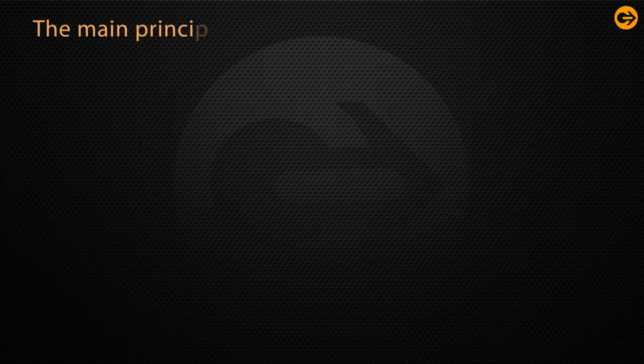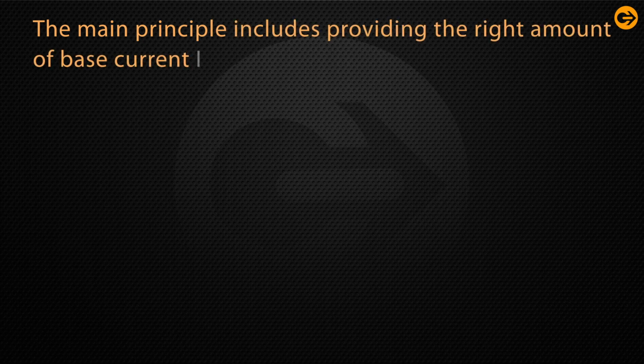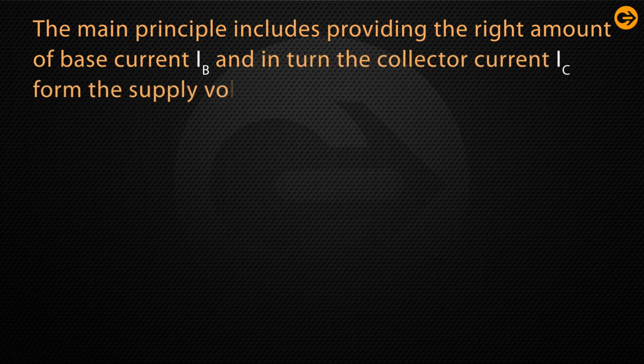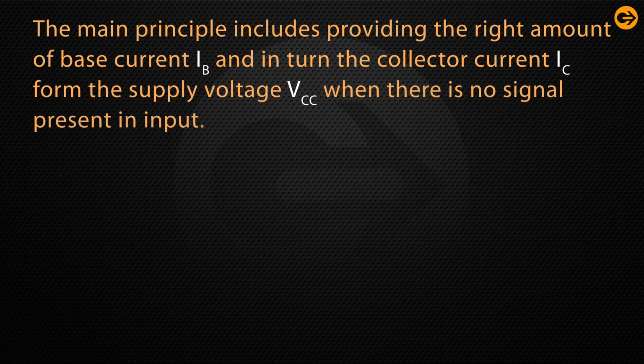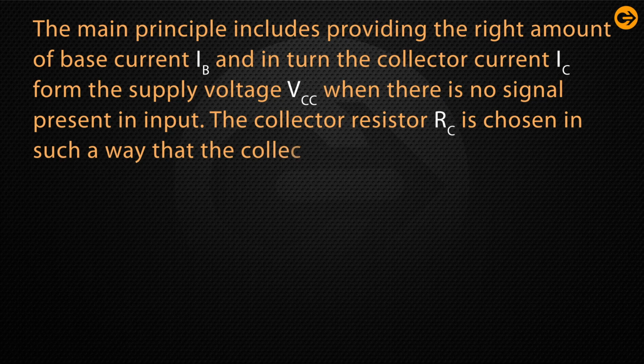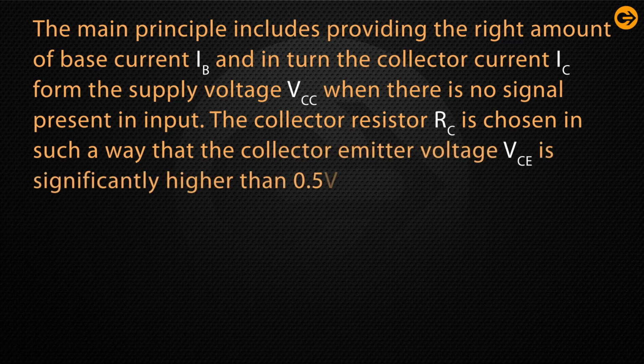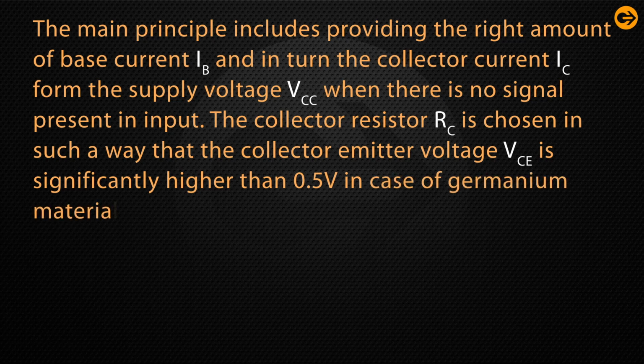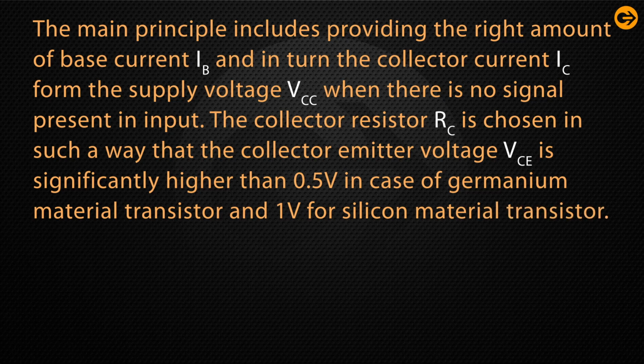The main principle includes providing the right amount of base current IB and in turn the collector current IC from the supply voltage VCC when there is no signal present in the input. The collector resistor RC is chosen in such a way that the collector emitter voltage VCE is significantly higher than 0.5 volts in case of germanium material transistor and 1 volt for silicon material transistor.